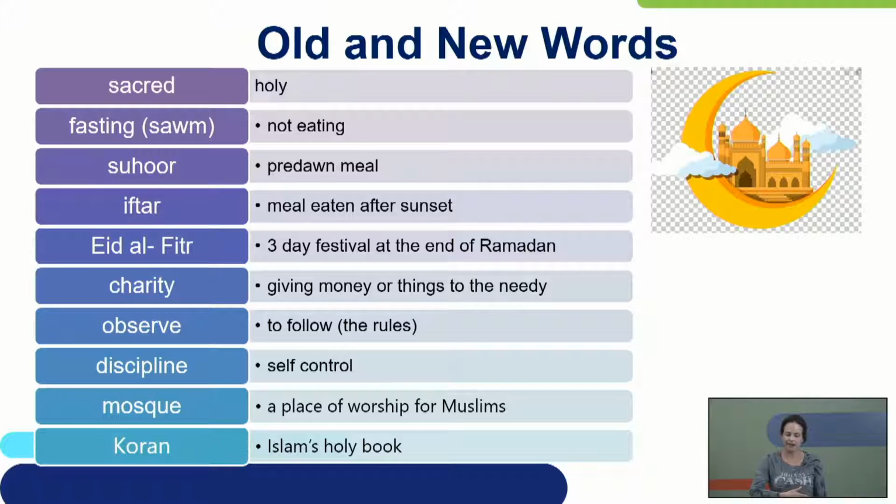Charity, okay? Charity is giving money or things to the needy. Now remember, during Ramadan, charity is a really significant part of the Ramadan holiday, okay, to give people money or food that are in need, right? In the previous presentation, I asked you to find a charity that you can relate to.